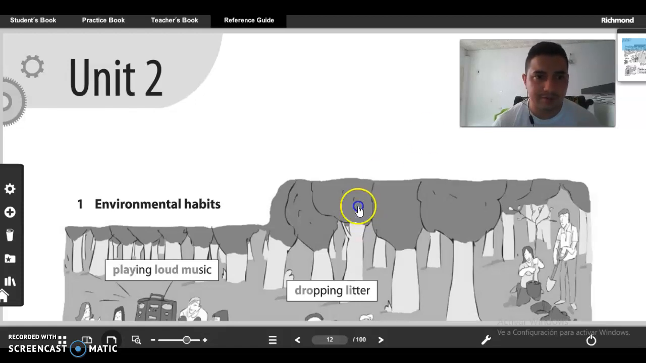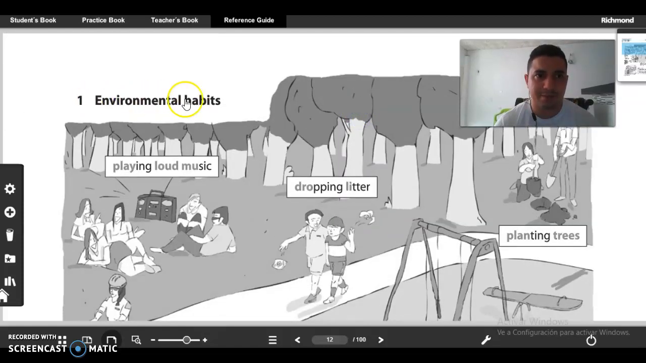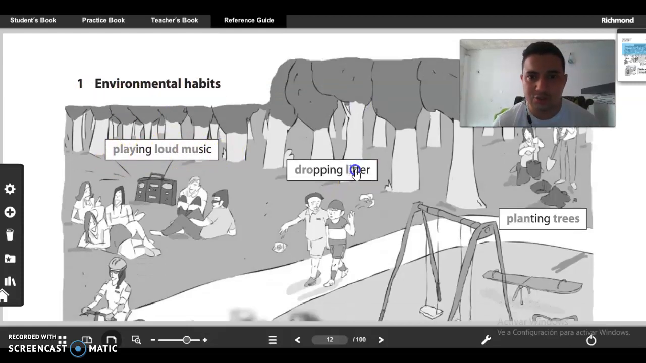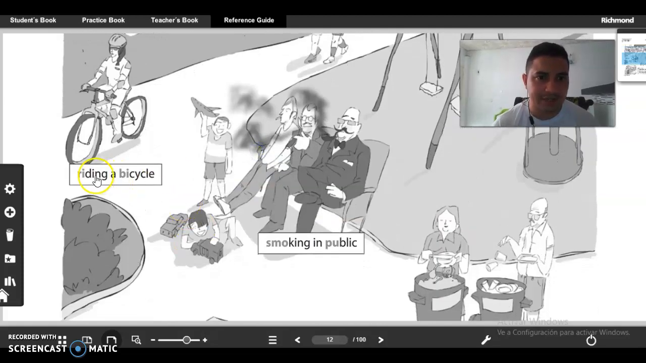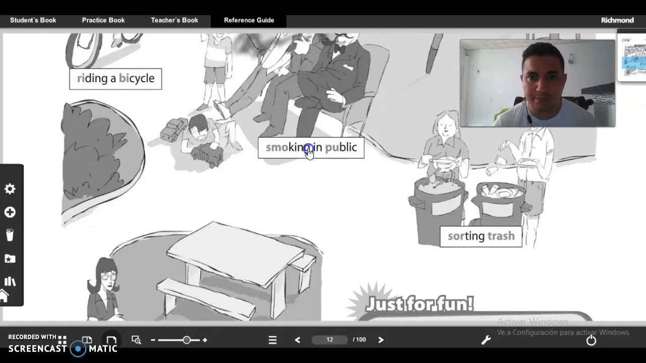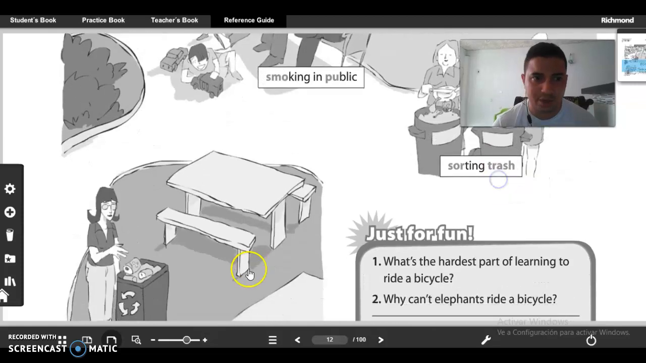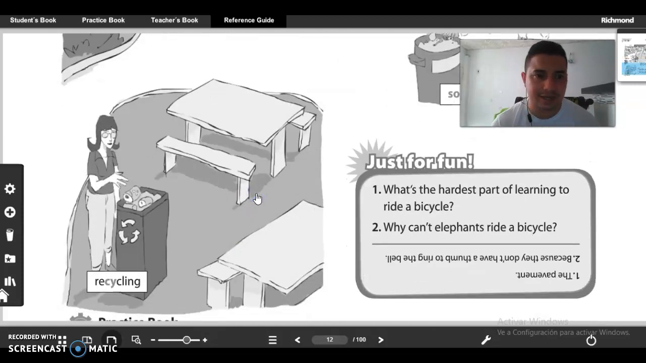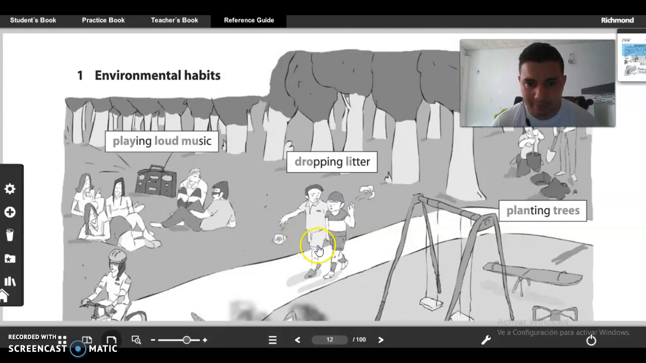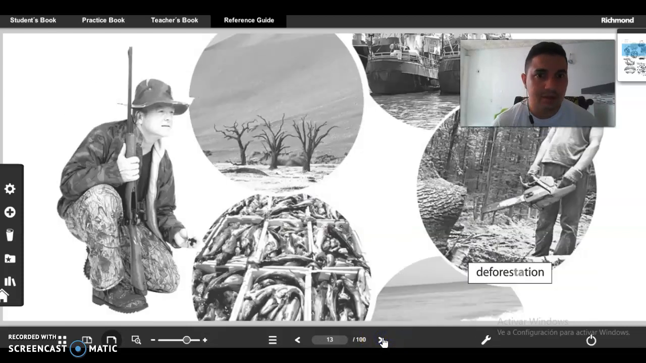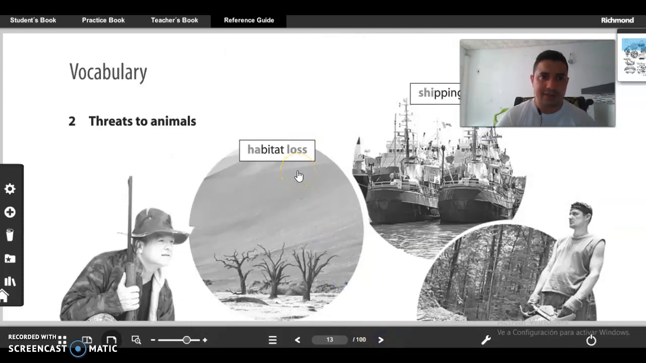In unit 2, the first part is related to environmental habits. So we have playing loud music, dropping litter, planting trees, riding a bicycle, smoking in public, sorting trash, and finally, recycling. Okay, this is the vocabulary related to environmental habits.